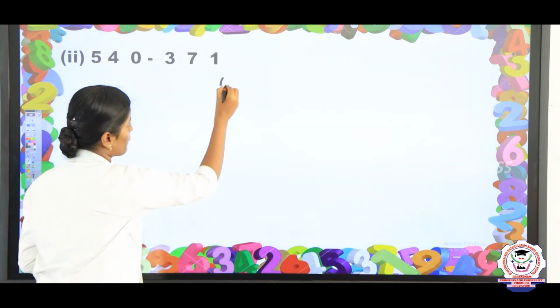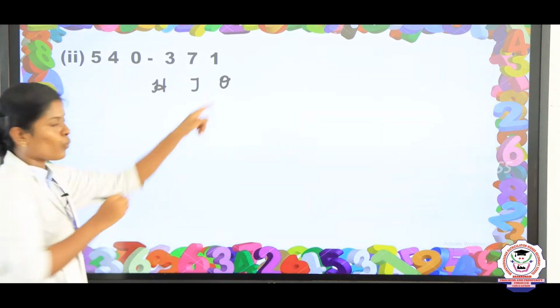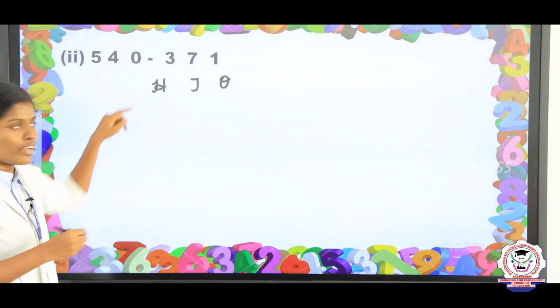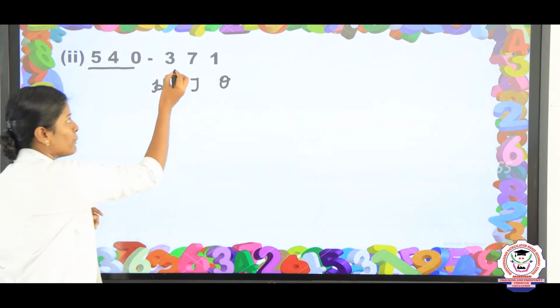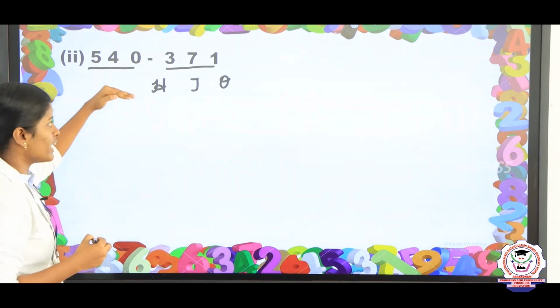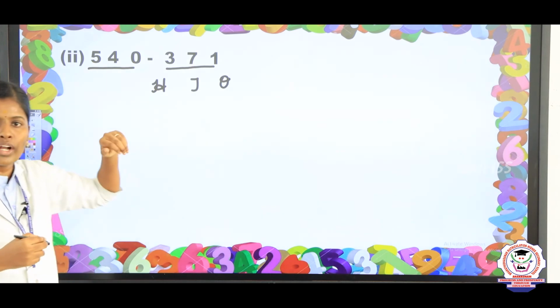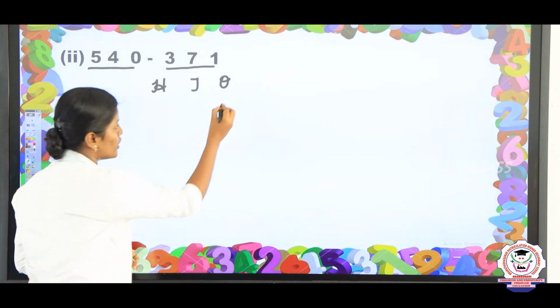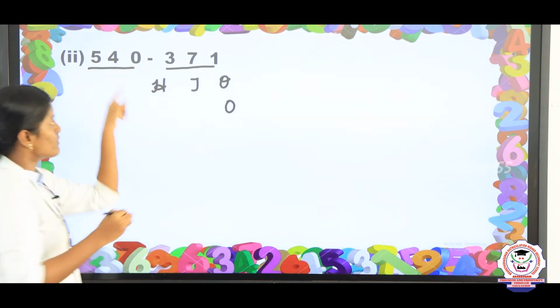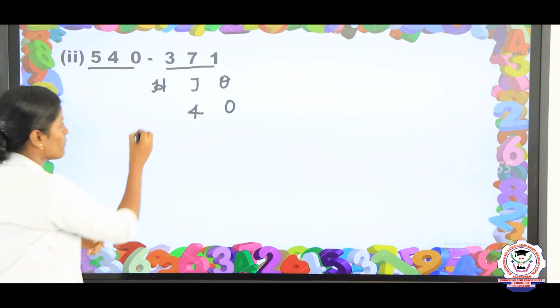Ones, tens, then hundreds. Ones, tens, hundreds. Take the first group of the number and second group of the number. So what is the first group of the number? 540. The second group of the number is 371. The ones place value is 0. The tens place value is 4. The hundreds place value is 5.